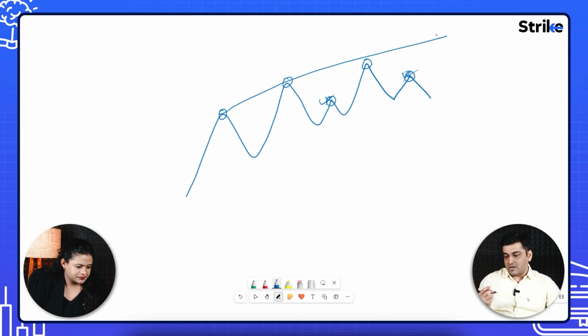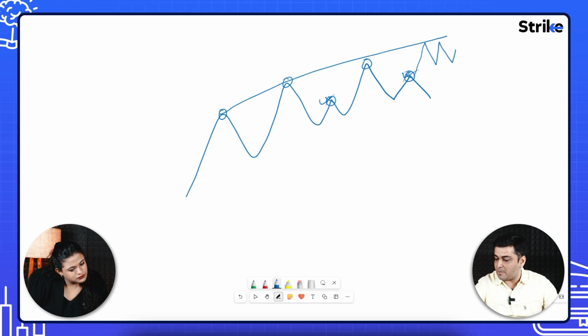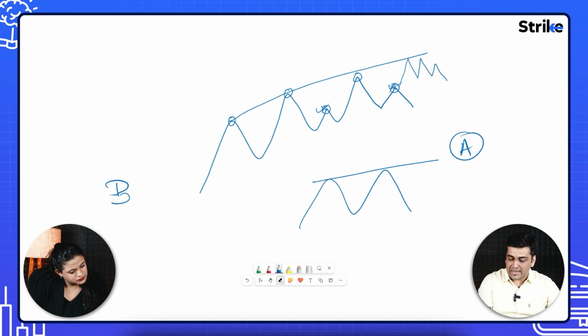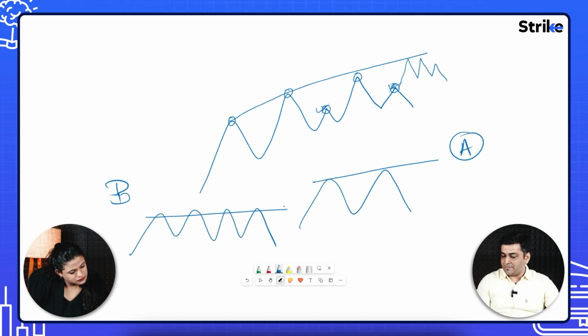And remember one thing, the more number of times prices hit the trend line and come down, the stronger it becomes. Okay, the more points that are connected over here. So if I say that this is a trend line in example A, and in example B I say that this is a trend line, then the example B trend line is stronger than A. Why? Because 4 times the price hit the trend line and reacted.